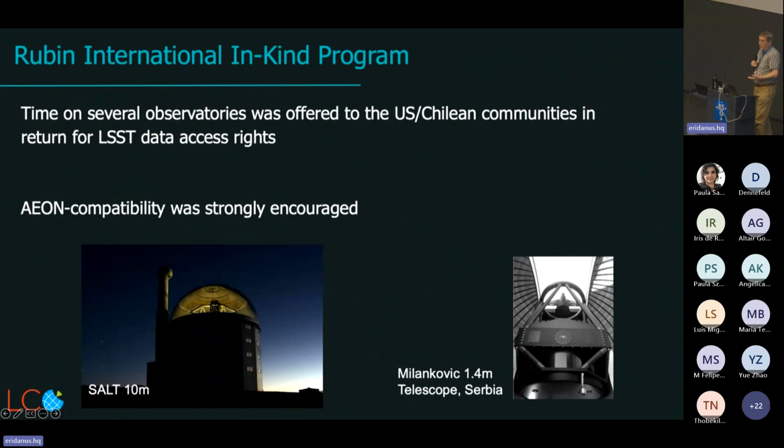Aprajita yesterday mentioned the Rubin International In-Kind program. A lot of that is software, but some of it is also telescope time and facility access. And so several of these have been offered to the US Chilean community in return for data access rights. Compatibility was strongly encouraged as part of that call, and discussions and development are underway with things like the SALT 10-meter in South Africa and the Milanković telescope in Serbia.